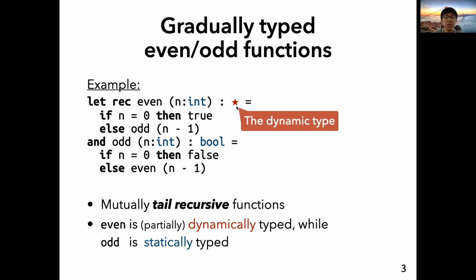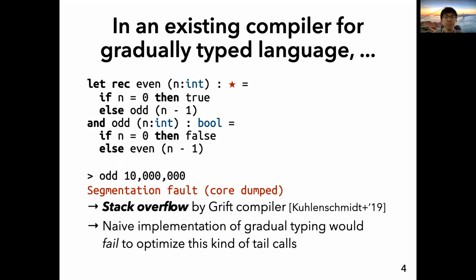In gradual typing, statically typed functions and dynamically typed functions might be mixed like this. What happens if we compile this program in an existing gradual typing compiler? In fact, if the input number n is very large, it results in stack overflow in a recently developed compiler called Glyph. It means that a naive implementation of gradual typing would fail to optimize this kind of tail call.